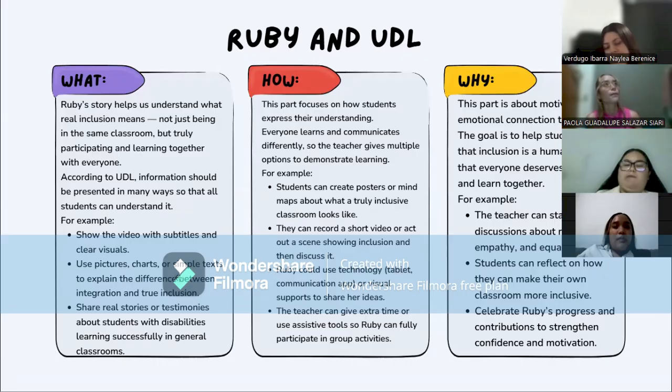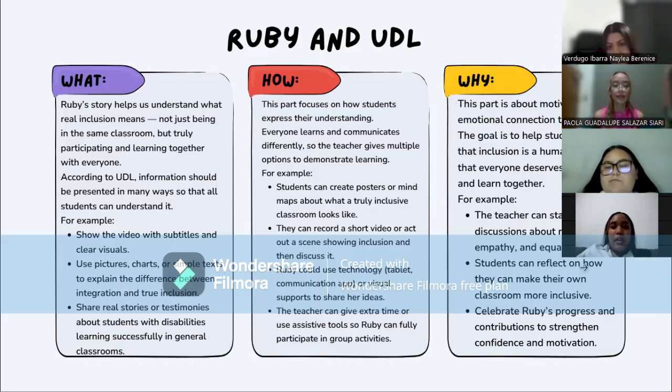How? This part focuses on how students express their understanding. Everyone learns and communicates differently, so teachers give multiple options to demonstrate learning. For example, the students can create posters or mind maps about what a truly inclusive classroom looks like. They can record a short video or act out a scene showing inclusion and then discuss it. Ruby could use technology, a tablet, a communication app, or visual supports to share her ideas. The teacher can give extra time or use assistive tools so Ruby can fully participate in group activities.